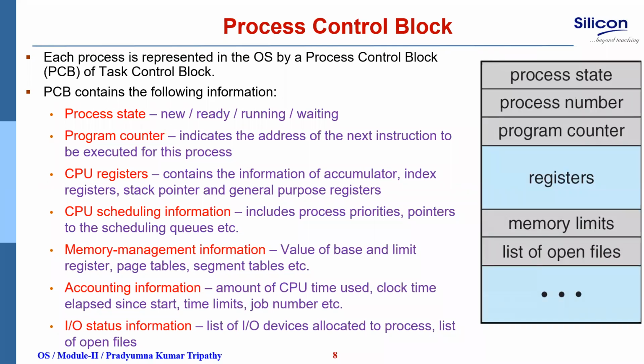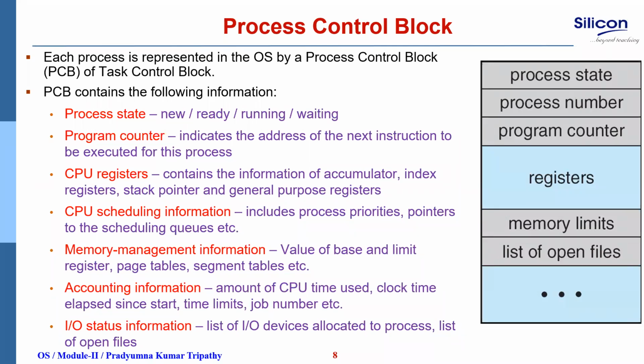It keeps the program counter, because while the process is running, it is executing line by line: instruction 1, instruction 2, instruction 3, like that. So the program counter points to the next instruction to be executed. It keeps track of which instruction is to be executed next. This is the program counter.